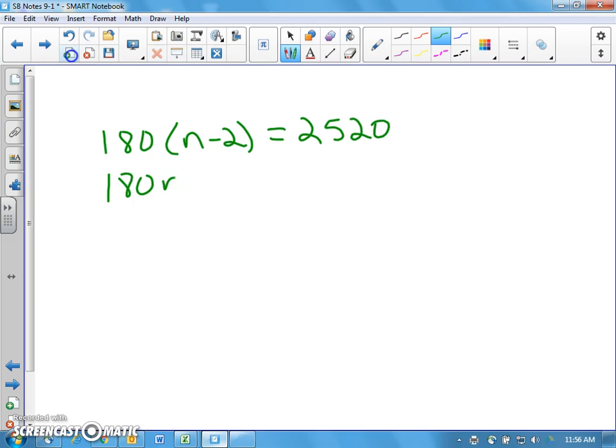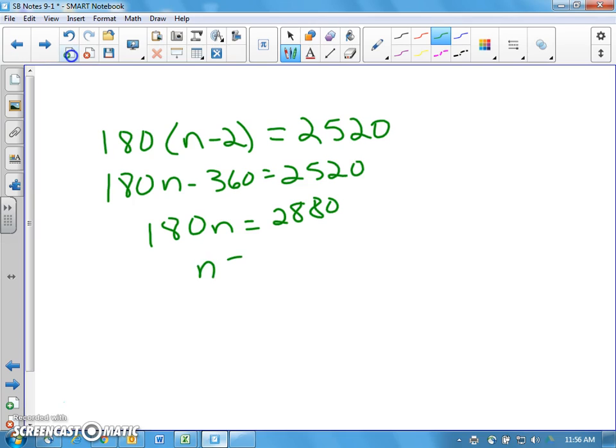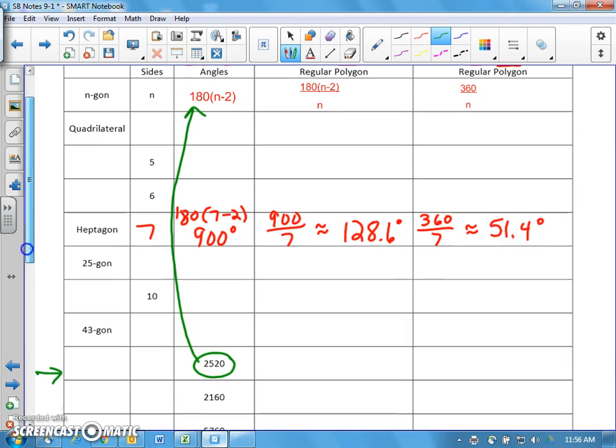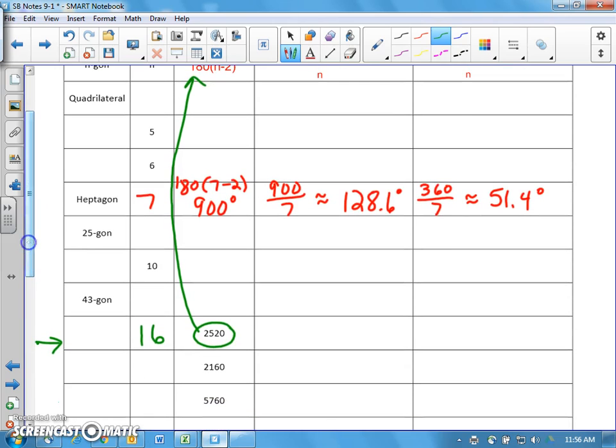So I'm going to go ahead and distribute, and then I'm going to add the 360 across. And finally, I'm going to divide and find out that that polygon has 16 sides. So when I look at this row, I know that this is 16. Now I have to come up with a name for a 16-gon. This is called a hexadecagon.